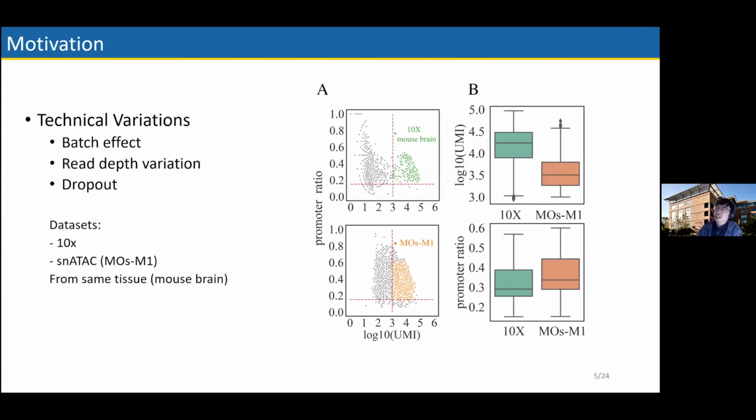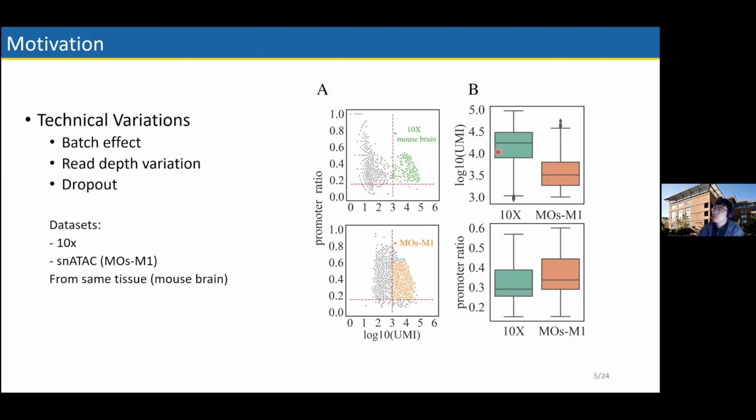So why is learning a good embedding a difficult task? We think partially it's due to the technical variations introduced at the sequencing stage. Here we show some statistics of two single-cell ATAC-seq datasets from the same tissue. They are both from mouse brain, but sequenced on different platforms. UMI is a metric for measuring the read depth for each cell. On the left, you can see read depth, UMI counts, plotted against promoter ratio. Each point represents a cell.